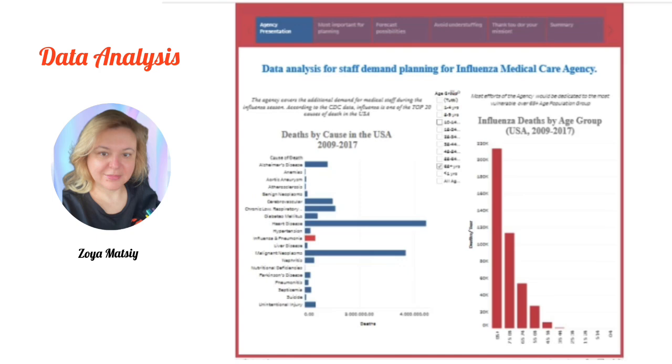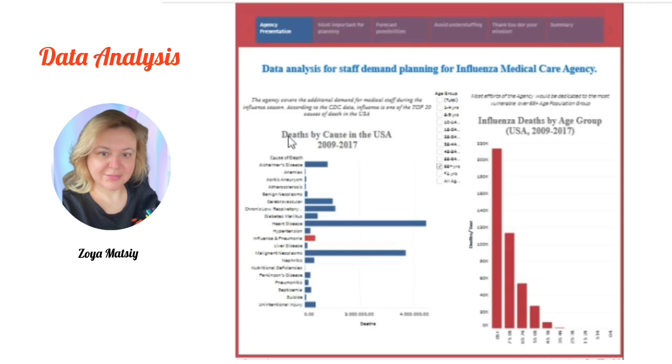So, the agency is engaged in a very important healthcare sector, and provides additional influenza specialized staff for hospitals and clinics in the US during the influenza season. As we can see, influenza is included by the CDC in the top 20 causes of death for all ages.